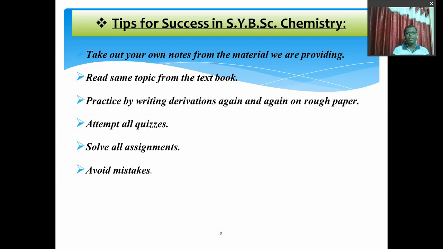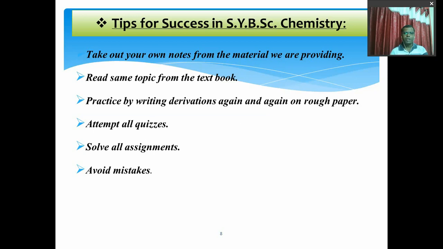At the same time, organic chemistry is quite volatile chemistry, so if you practice the structures by writing again and again on rough paper, definitely it will be very easy for you to remember that structure while writing in the exam. So again, I request you to practice more times again and again on rough paper, either the derivations based upon physical chemistry, or the organic structures based upon organic chemistry in unit number 3.